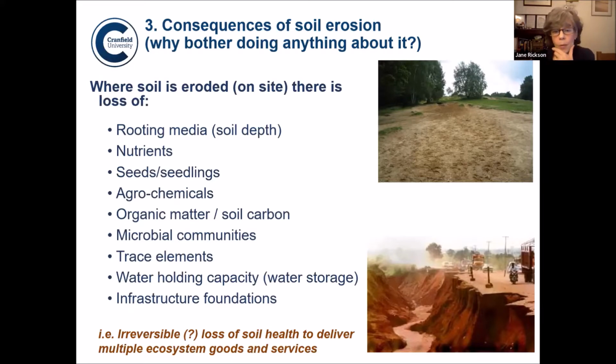And of course, it may cause really serious problems in terms of infrastructure foundations. And I would argue soil erosion is irreversible. Once it's gone, it's gone. The rates of soil formation are so slow and so low, it's impossible to get that soil back.